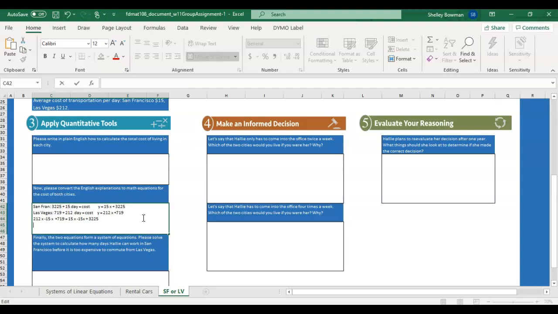212 minus 15 gives me 197, and then that's x. And then I still have the 719, so plus 719 equals 3,225. And just verifying, did I make any mistakes? I think everything looks good. Okay, so now I'm going to subtract the 719 from both sides.